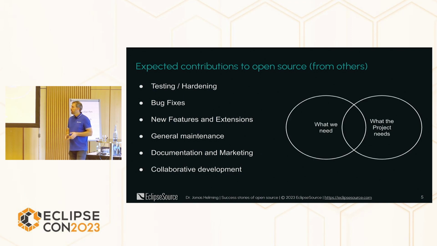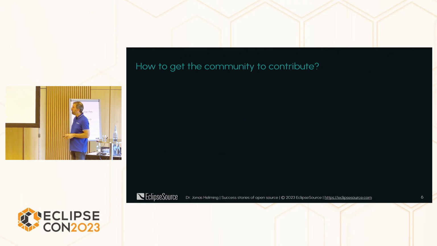What we always have to keep in mind is that there are always these two circles in terms of requirements. On the left side, what we need as a stakeholder, what are our requirements, what do we need in our use case, and what does the project need? In a perfect world, there's a full overlap, but in reality, there's of course not a full overlap, right? People have different interests.